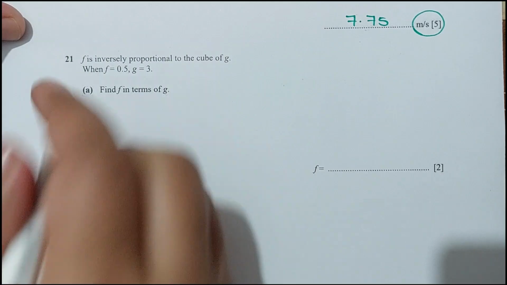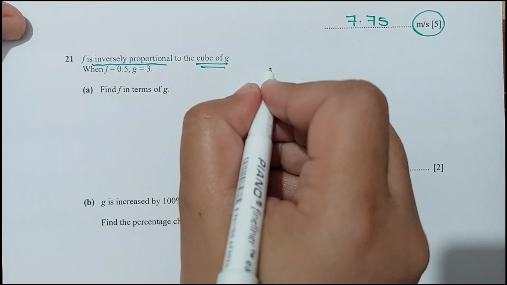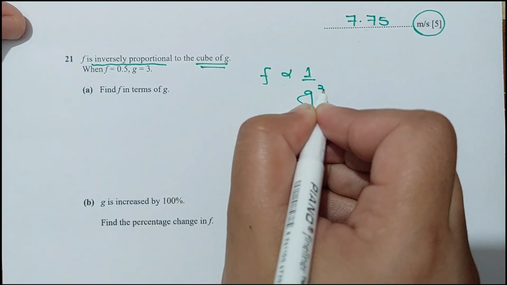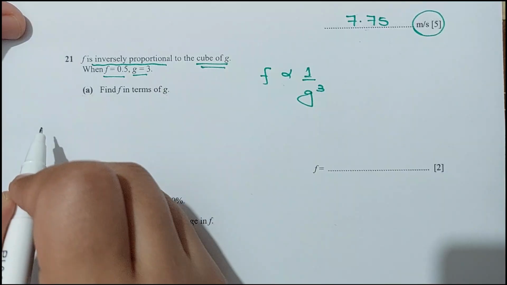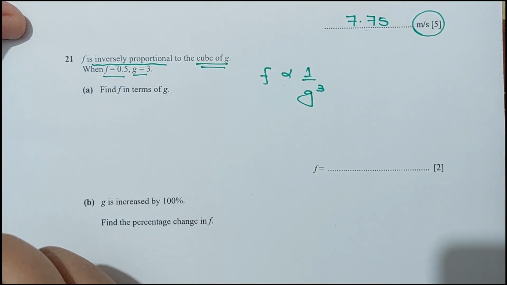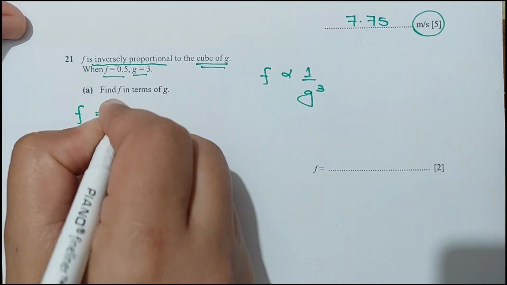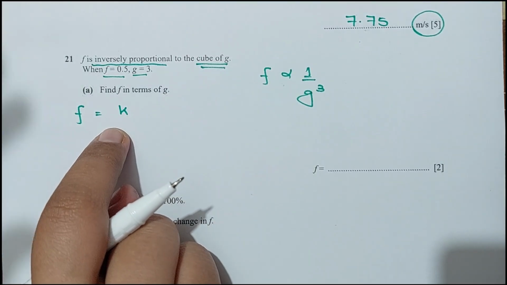Question number 21. F is inversely proportional to the cube of G. F is inversely proportional to G cube. When F is 0.5, the G value is 3. Okay, so we can say F is equal to some constant of proportionality, K is a constant of proportionality. You can take any variables.